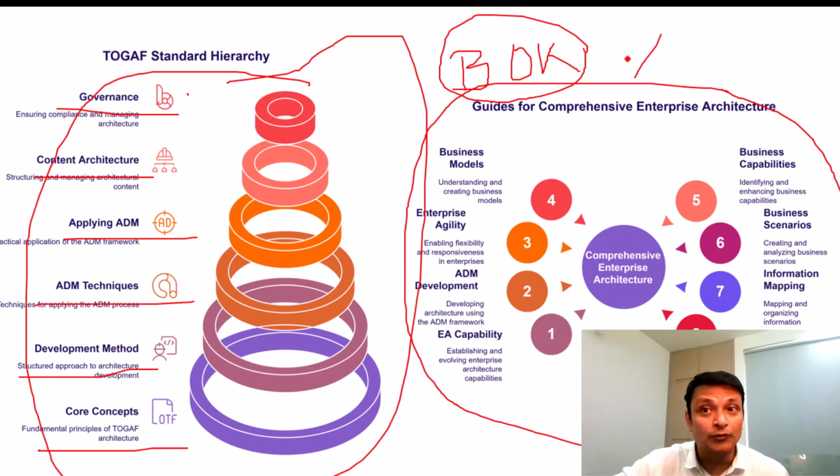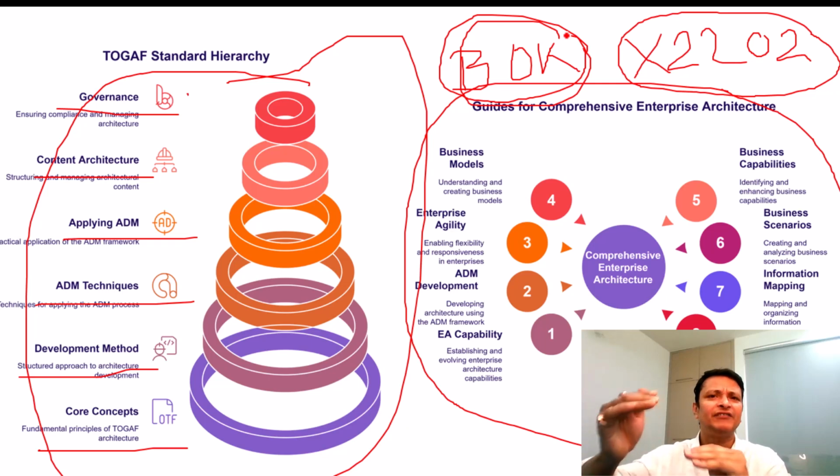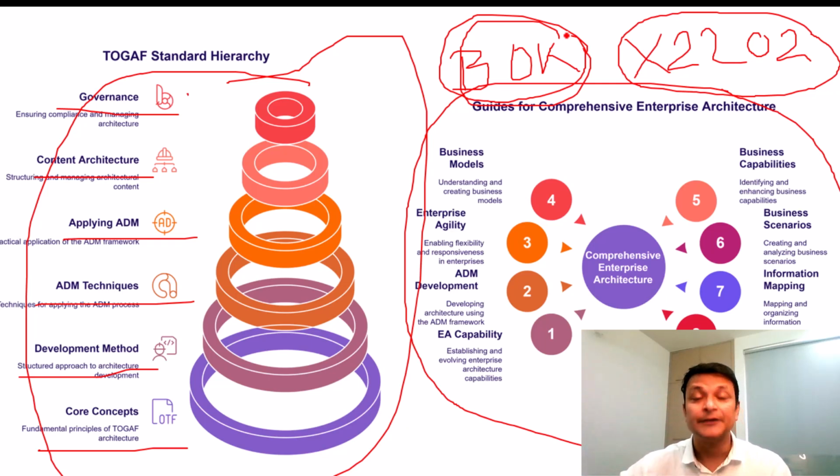There is another document which we need to download, that is X2202. What is that? That is the conformance document. Now this conformance document will be used along with the BOK to learn TOGAF, and it will be very easy. If you have a syllabus in hand, if you have a map in hand to reach a destination, it is easy, isn't it? Similarly, if you have guidance in hand and go step by step, it will be very easy for you to learn the body of knowledge.